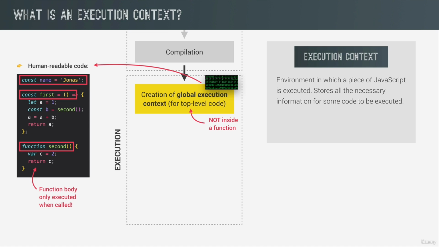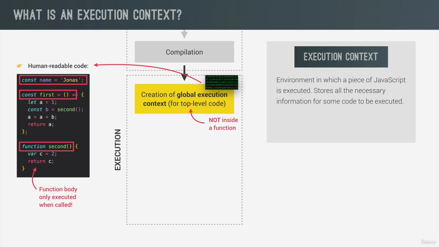of JavaScript is executed. It's like a box that stores all the necessary information for some code to be executed, such as local variables or arguments passed into a function. So JavaScript code always runs inside an execution context.